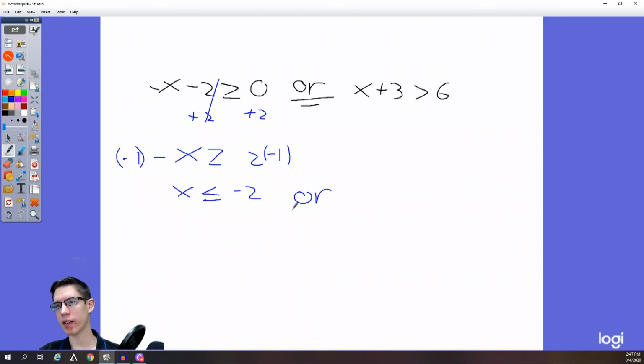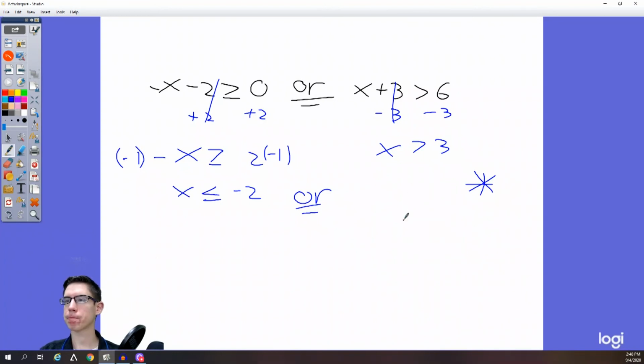We'll put our or, we'll carry that back down. And we'll finish with this guy. Pretty quick, easy situation, x greater than 3. Alright, so we've got x greater than 3. X less than or equal to -2, we can illustrate pretty easily. Let's sketch that real quick.